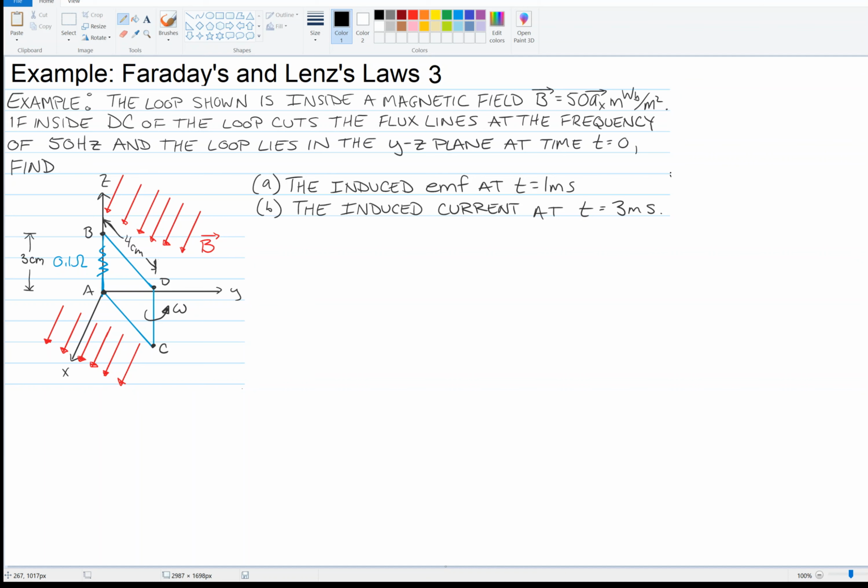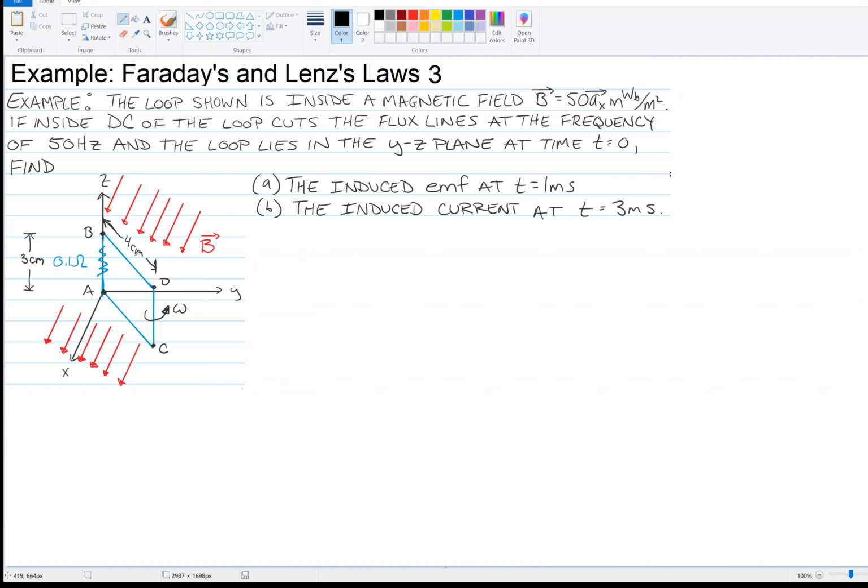And inside this magnetic field is this loop. Segment DC of the loop cuts the flux lines, so this is the terminology we use, at the frequency of 50 hertz. So this thing is rotating around the z-axis, and it's actually DC that's giving it the torque there around the z-axis. So we're saying that DC is cutting the magnetic field at a frequency of 50 hertz, so 50 cycles per second. And the loop lies in the YZ plane.